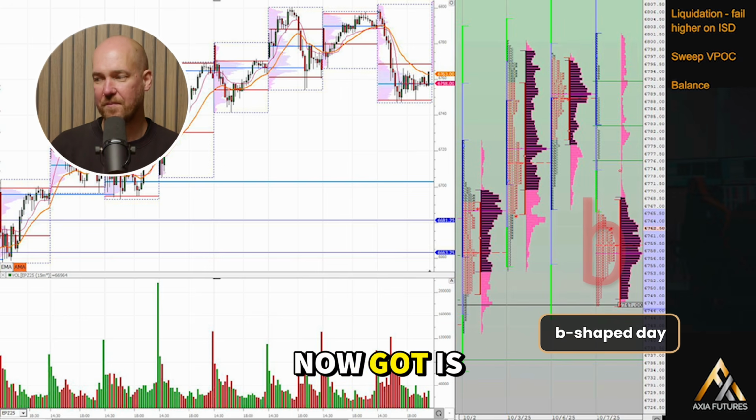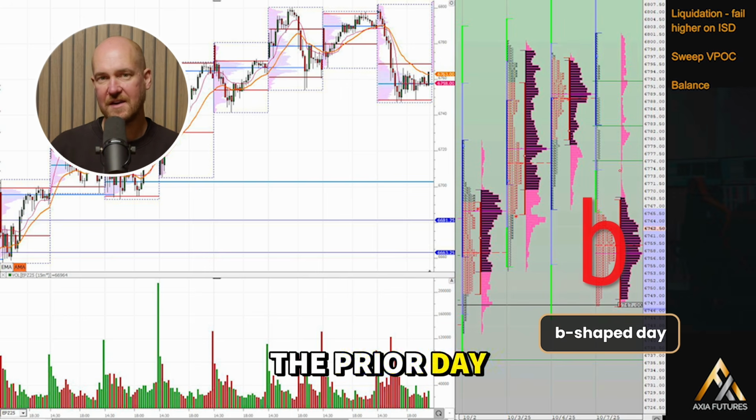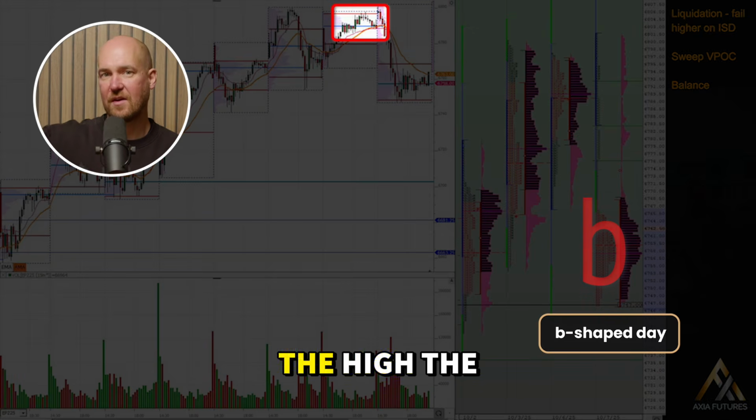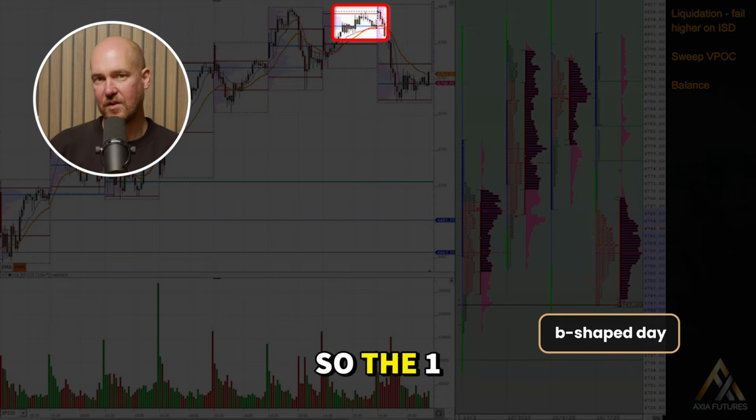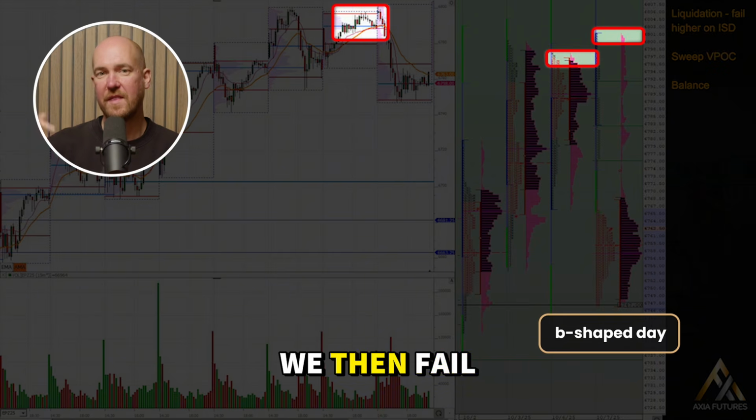So what we've now got is the prior day, inability to break the high. The next day, so the one on the right-hand side profile, we then fail to break higher and fall back inside the previous day's range. This is where you think, right, B-shaped day is on.